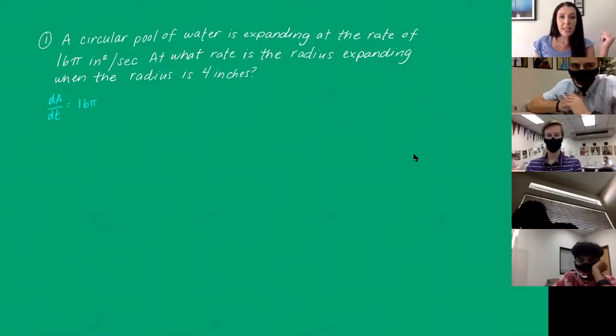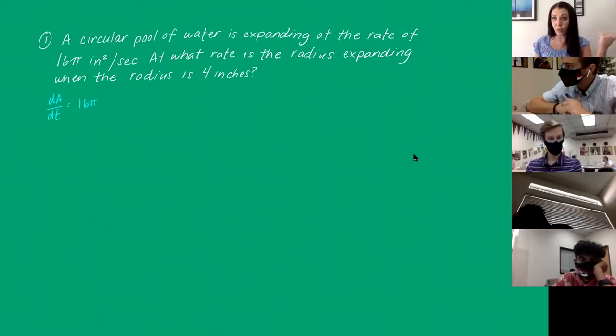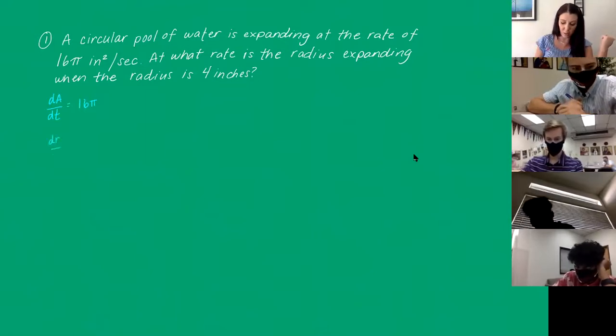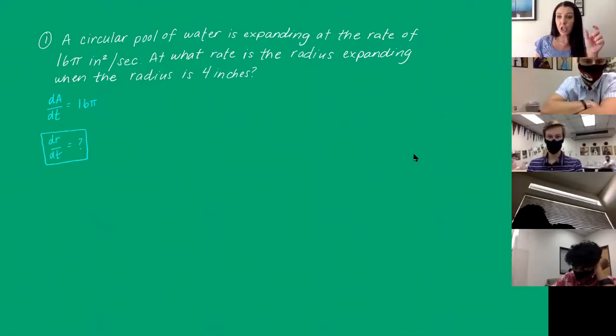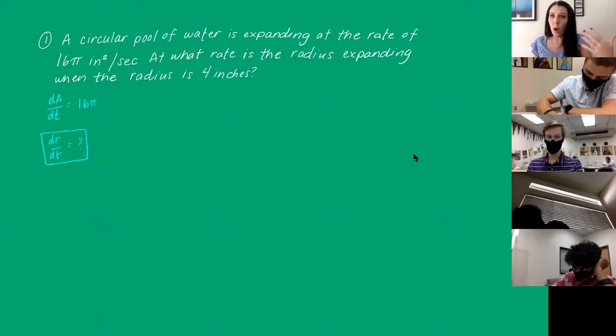Okay. Then the next thing says, at what rate is the radius expanding? So we're looking for a rate of change of radius. That means what we're looking for is dr/dt, change in radius with respect to time. I'm just going to put a question mark there. That's the information we don't know. So we're looking for a dr/dt, a change in radius with respect to time, because it wants at what rate the radius is changing.